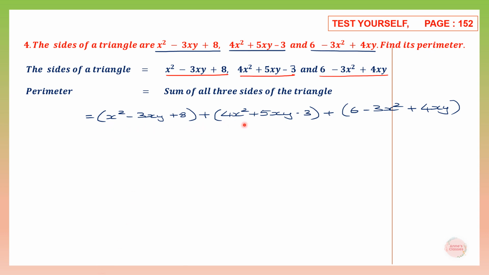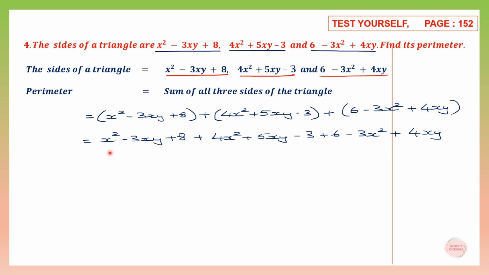So here what we're going to do is remove all the brackets. Before the brackets we have a plus sign, so no change in these. Before the brackets we have a plus sign, so no change in these. So let's simply remove the brackets. So this is x square minus 3xy plus 8 plus 4x square plus 5xy minus 3 plus 6 minus 3x square plus 4xy. Now here we're going to look out for all the like terms.